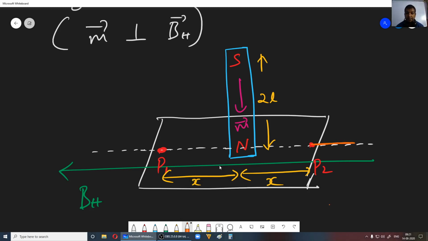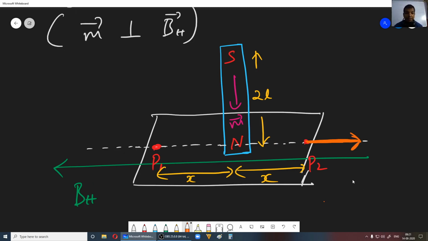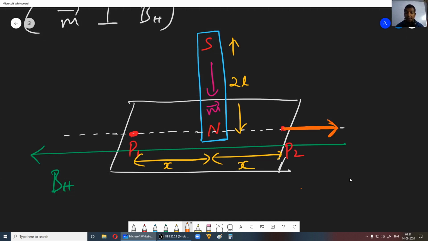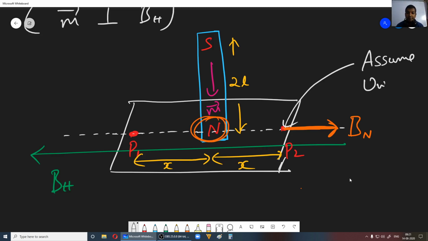So you just have to see the force experienced by a unit pole. Let us say this is Bn, due to the north pole. You should assume that you have kept a unit pole here, unit pole strength, or unit magnetic charge you can also say. Then the north pole will try to push it, and at the same time the south pole will try to attract it.